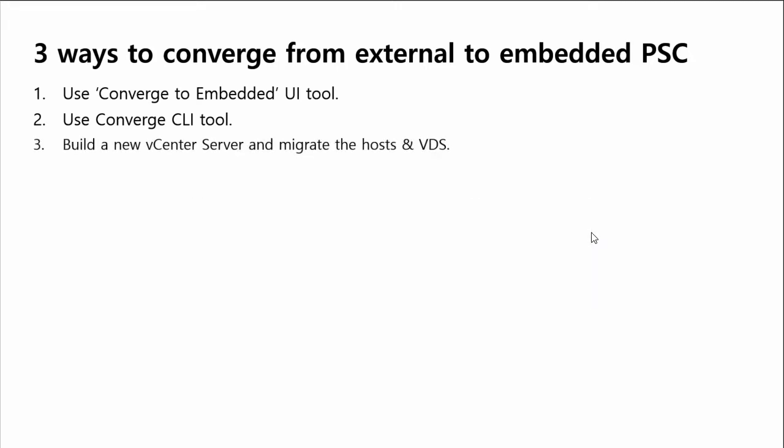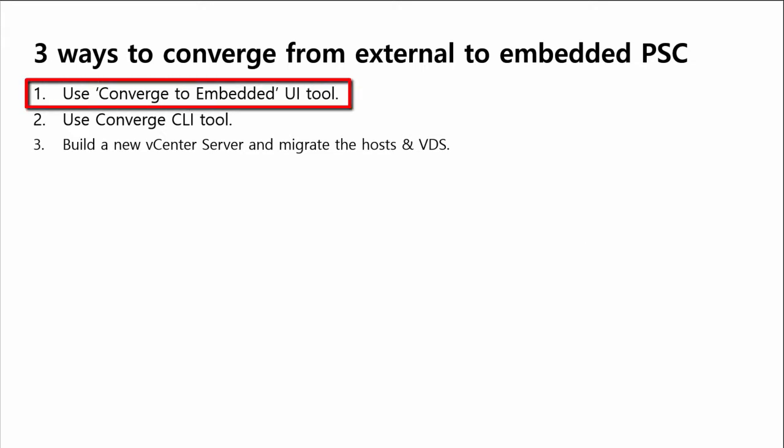The third obvious option is to build a new vCenter server and migrate all your hosts and VDS switches, if any. Now in this video, I'm going to show you how to use the Converge to Embedded UI tool found in the vSphere HTML5 client of vCenter Server 6.7 update 2 or later, which is used to convert a vCenter server with an external PSC to a vCenter server with an embedded PSC.